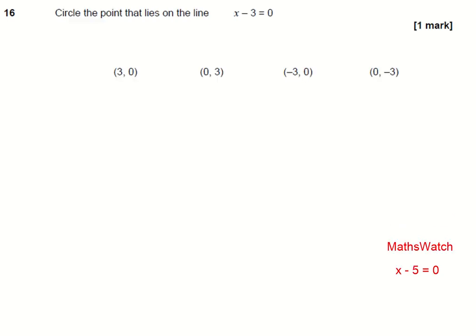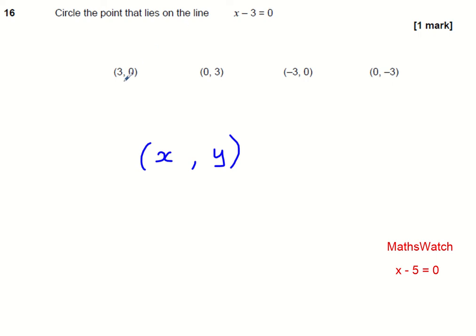Question 16. Circle the point that lies on the line x minus 3 equals 0. Right, x is a coordinate. If we've got a set of coordinates like all of these possible answers, the first number is the x coordinate, the second number is y. That y does not come into this question, we're only dealing with the x's. So this is asking which of these 4 coordinates, when you take that x number, which is the first number in each of them, and you minus 3 from it, you get an answer of 0.